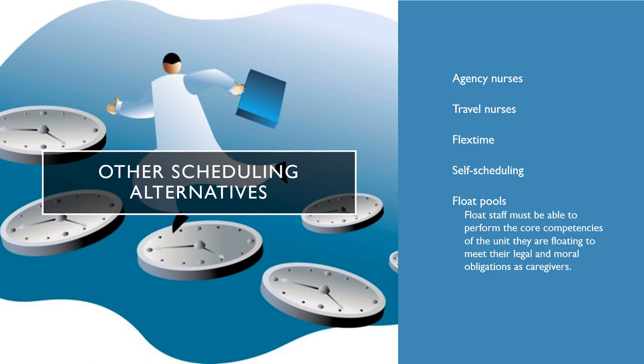Flex time is a system that allows employees to select the time schedules that best meet their personal needs while still meeting work responsibilities. This may mean that staff come at different times of the day and end at different times of the day. That seems like a manager's nightmare. So they have to definitely address the consequences of the staffing system by promoting continuity of care when there are different start and end times.